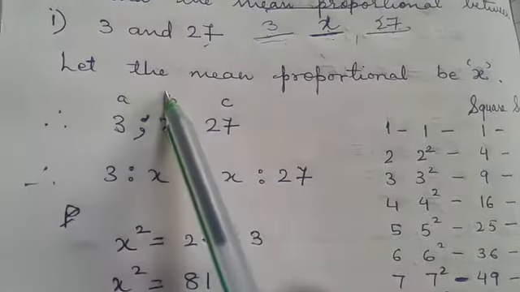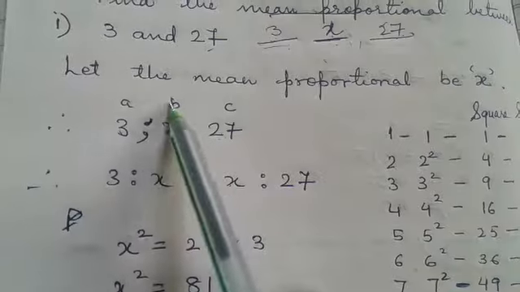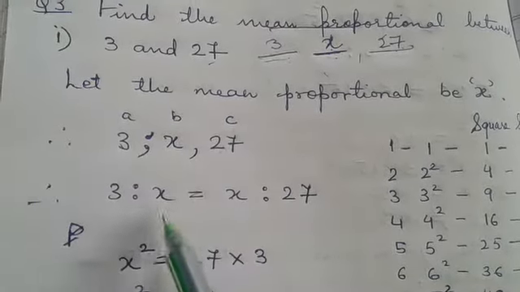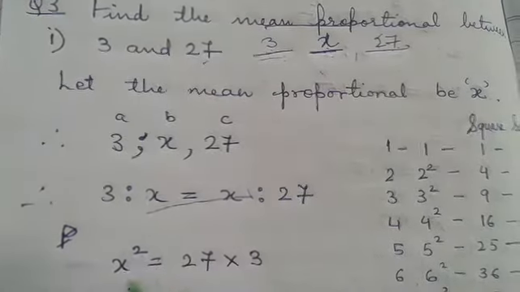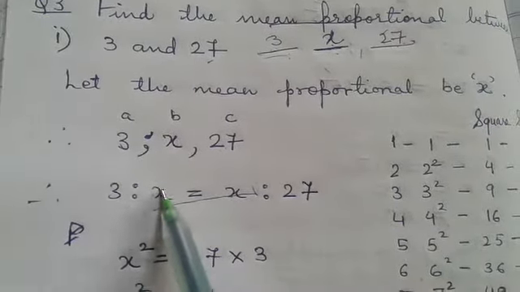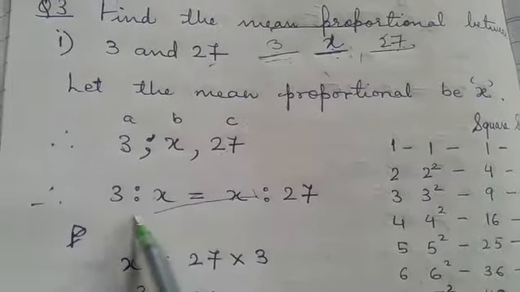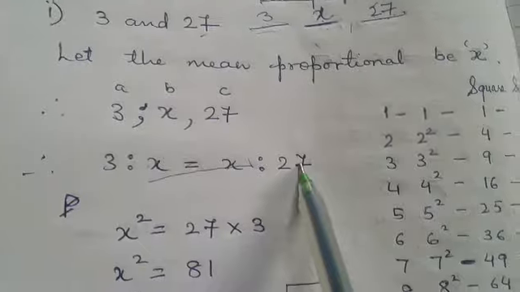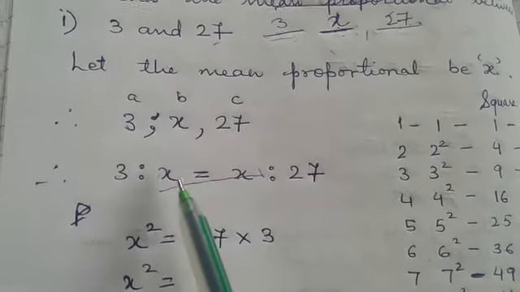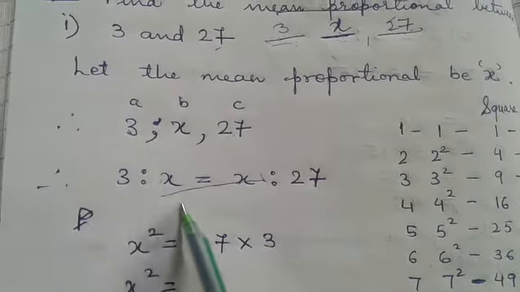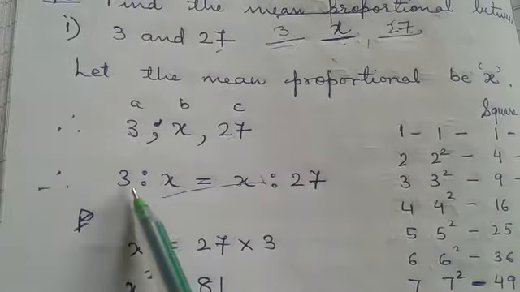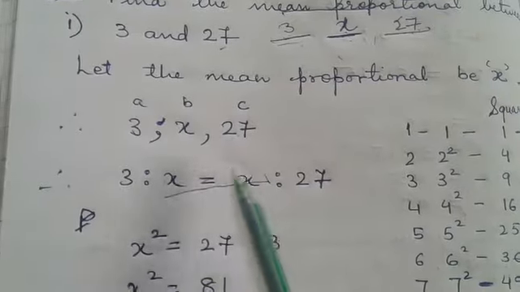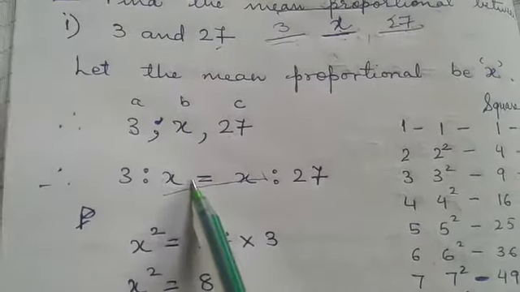So this will be a, this will be b, and this will be c. Now you know a is to b is equal to b is to c. This is continued proportion, so we have to find the mean proportional. So 3 is to x is equal to x is to 27. Now you have a formula. Two things you can do: b square is equal to ac, or product of extremes is equal to product of means. With both methods you can get the answer.